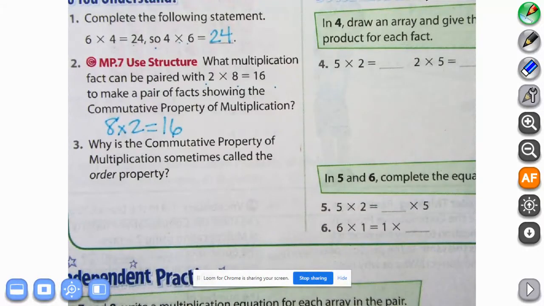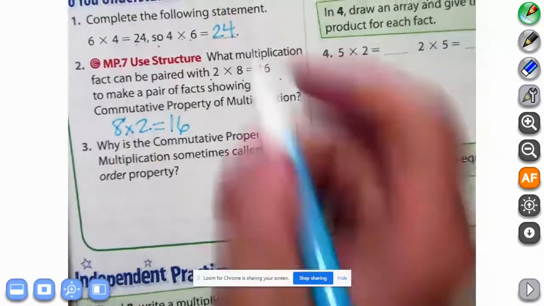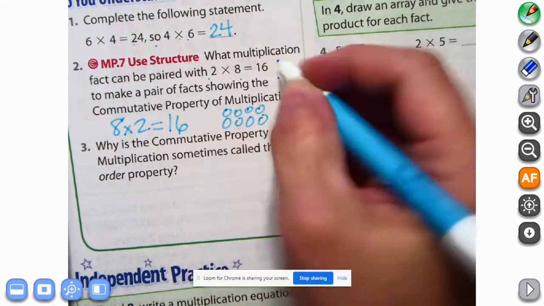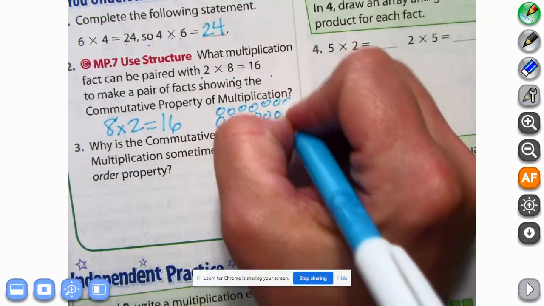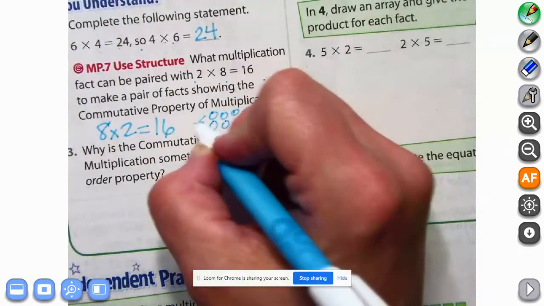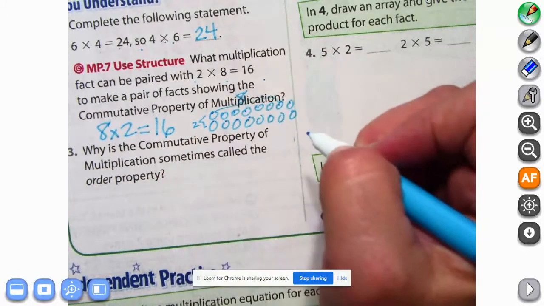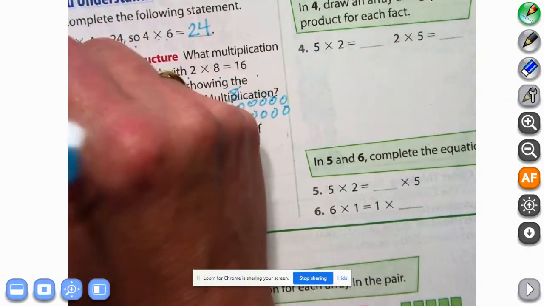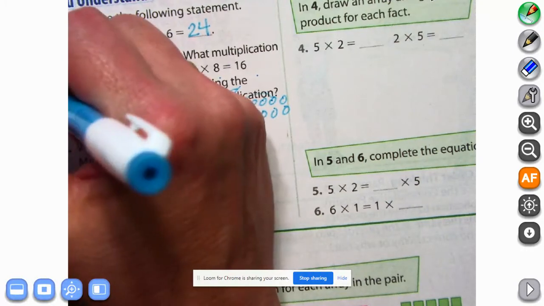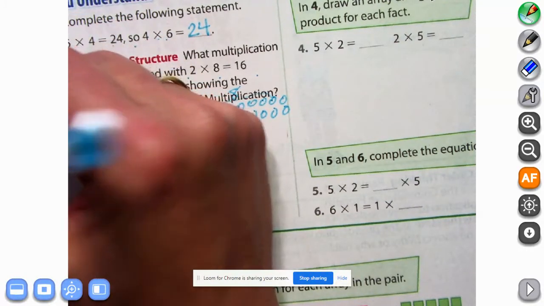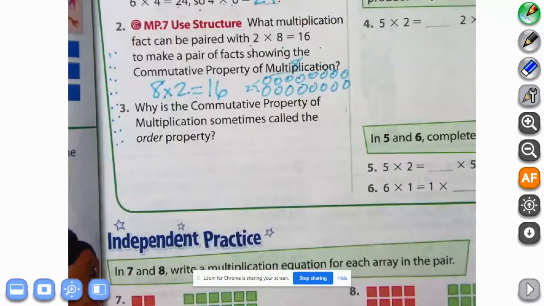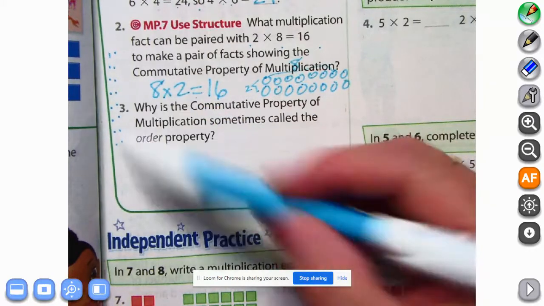Okay? So 2 groups of 8 is 1, 2, 3, 4, 5, 6, 7, 8, 9, 10, 11, 12, 13, 14, 15, 16. There's 2 and 8. Okay? And this one is showing 8 groups of 2. So we have 1, 2, 3, 4, 5, 6, 7, 8. Okay? Did you see that? Oop, let me get over there. Okay, so there's 8 groups of 2.